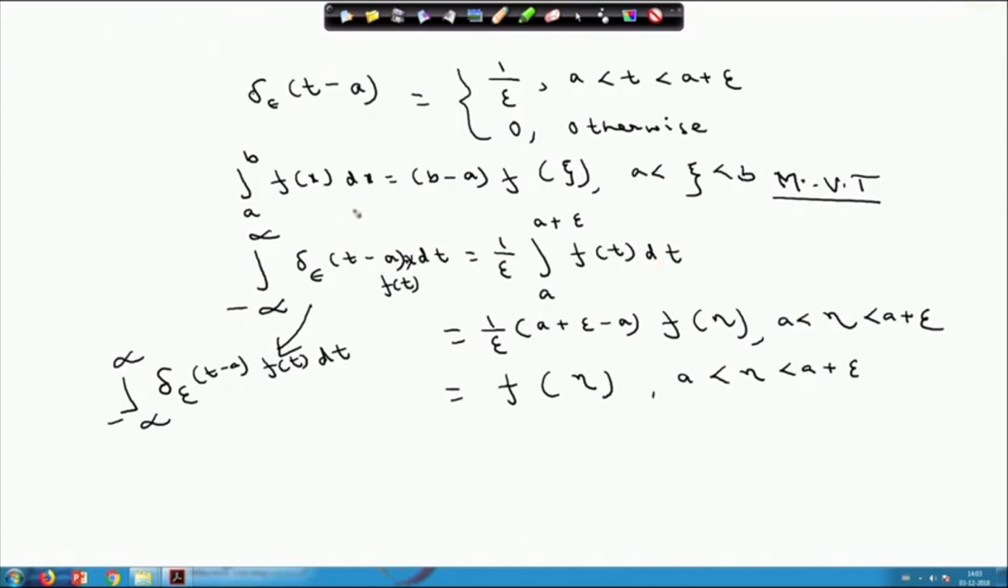Now, using this mean value theorem, we can write down 1 by epsilon into (a plus epsilon minus a) into f of eta, where eta lies between a and a plus epsilon. So you are obtaining the result as f of eta. Therefore, the integral from minus infinity to infinity of delta epsilon (t minus a) into f(t) dt equals f of eta.